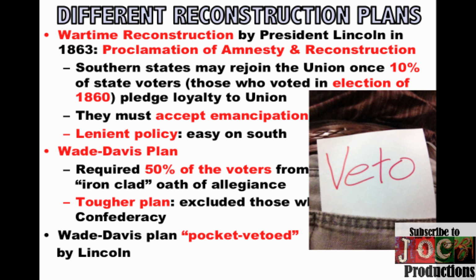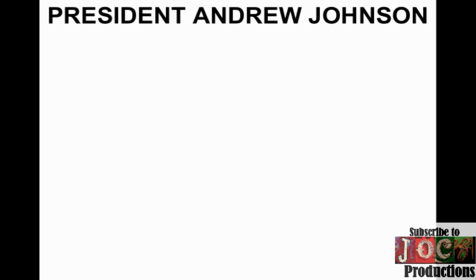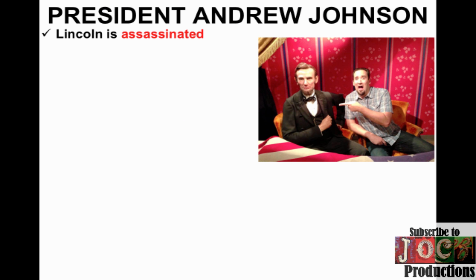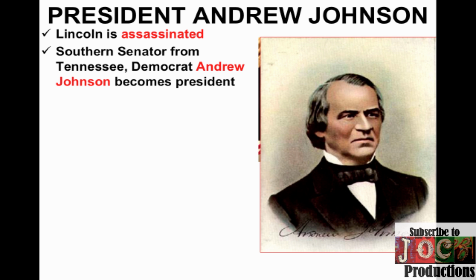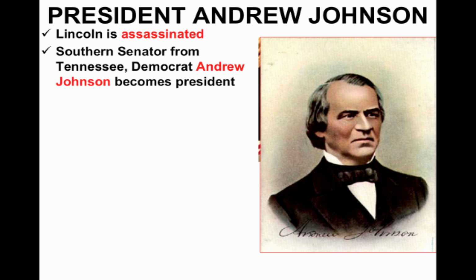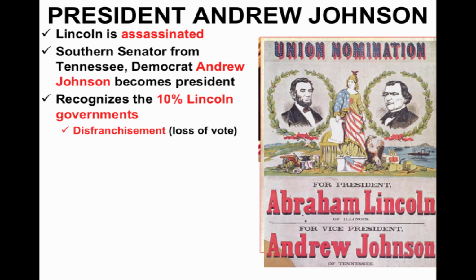Now, many historians disagree about what would have happened next, but we don't know what Lincoln would have done because he is assassinated in the days shortly after the war ends. And his vice president, a former Democrat from the state of Tennessee, becomes the president of the United States. And everyone's wondering, what is his Reconstruction approach going to be? Basically, he accepts Lincoln's plan, and he recognizes the 10% governments that were established in the Confederacy. He does do something, though. He disenfranchises former Confederate leaders and anybody who owned more than $20,000 of taxable property.